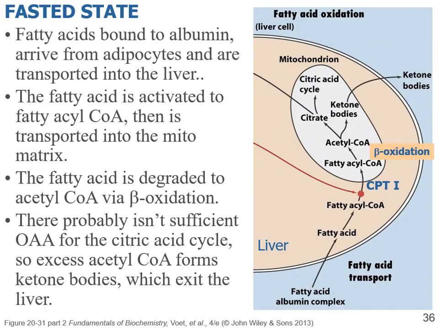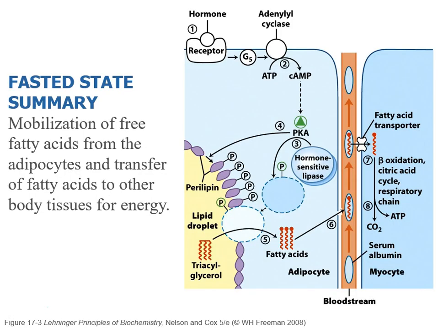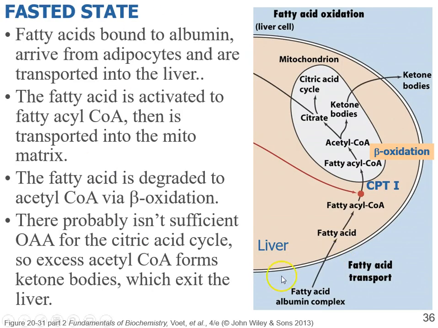So here we are in the liver. So now we're down here. Whoops, sorry about that. I meant to go down here. So here's the fatty acid complex. It's just arrived from the adipocytes. Now the fatty acids are taken up. They're converted to fatty acyl-CoA. The carnitine transporter gets this inside the mitochondrial matrix. Now the transporter is active because there is no malonyl-CoA around to inhibit it.